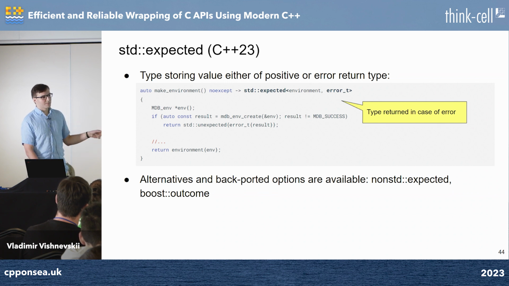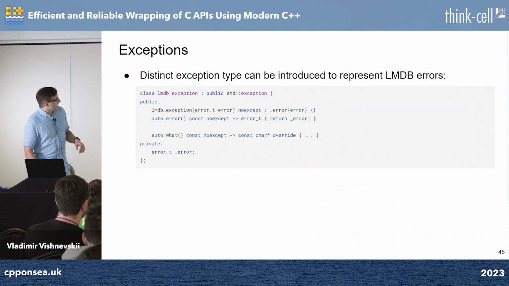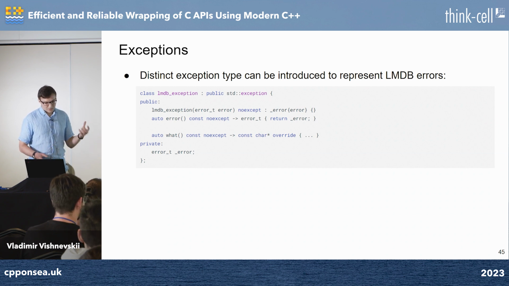There are alternatives and backports, so this is possible to use pre-C++23. There is Boost Outcome, there is a non-std expected, so this is possible and available in open source software as well. And that can be used. So generally, it is also possible, of course, to use exceptions. This is the question that we need to make as a design decision.